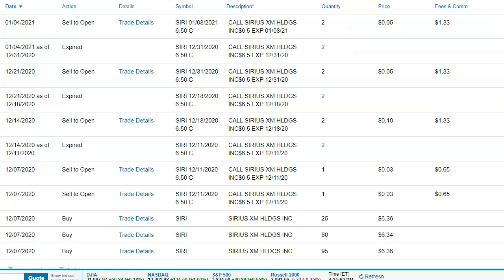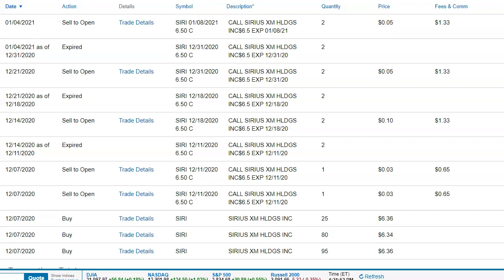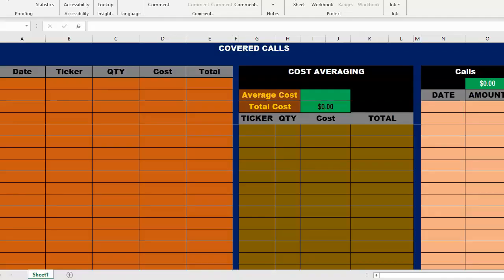Okay, guys, so this is an actual history on Siri, the security, and we're going to take a look at this and see what exactly we can do. So we have the dates here, December 7th, where we bought a total of 200 shares. And we can see we paid $159, $507, and $604. I built this Excel sheet to help us demonstrate this.